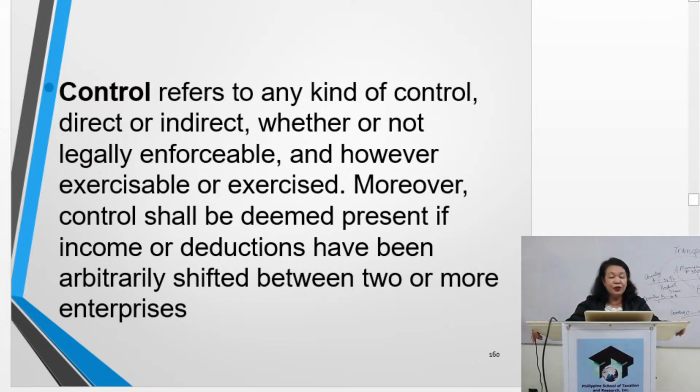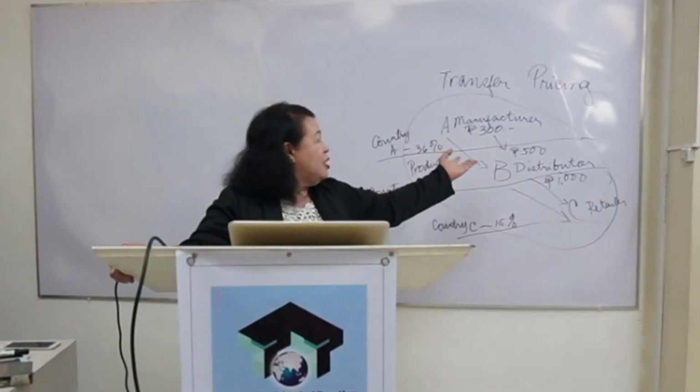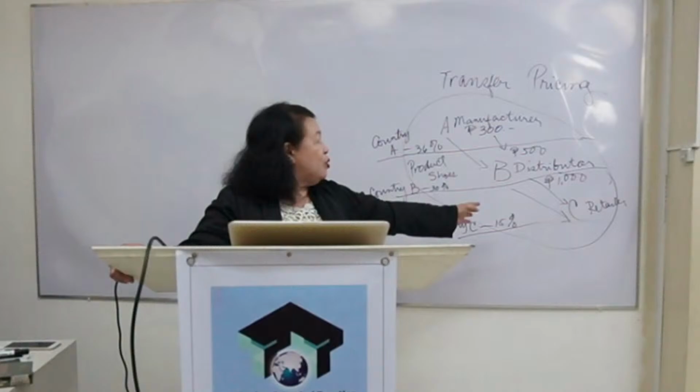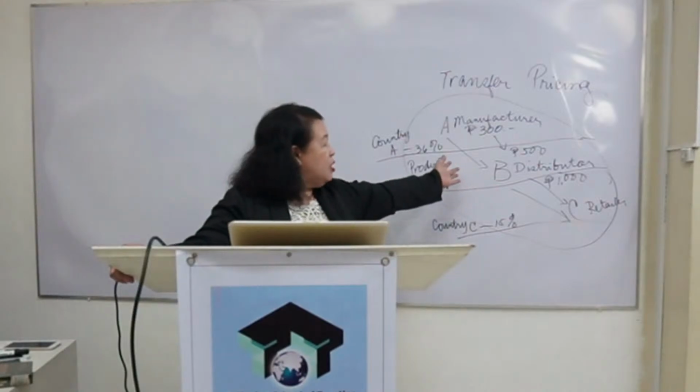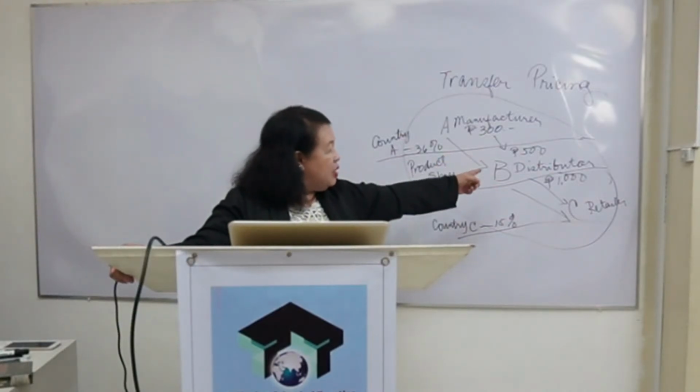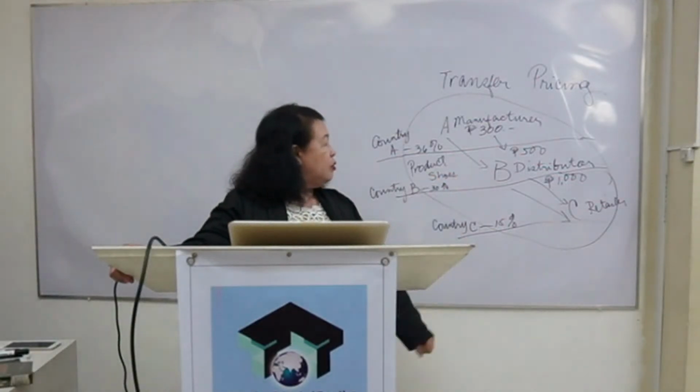Okay. So, control refers to any kind of control, direct or indirect, whether or not legally enforceable, and however exercisable or exercised, no? So, control shall be deemed present if income or deductions have been arbitrarily shifted between two or more enterprises. Bakit sinishift, no? Kagaya dito, halimbawa, yung manufacturer, ang cost niya is 300. Since gusto niya na walang income si distributor, ipasa niya ng 500, no? And then, magmamark up na lang si distributor dyan ng 50. So, 550, 50 na lang yung income na i-report niya dito.